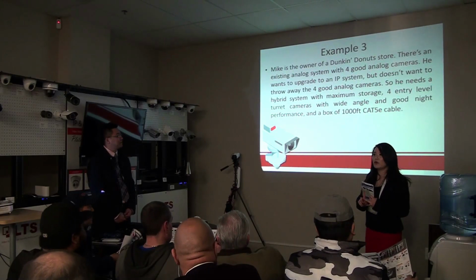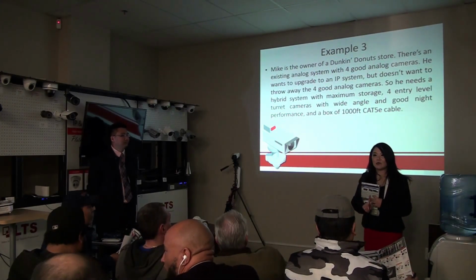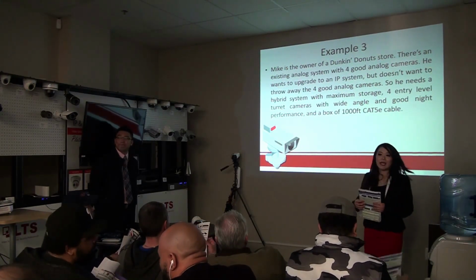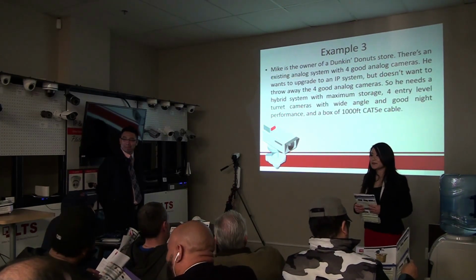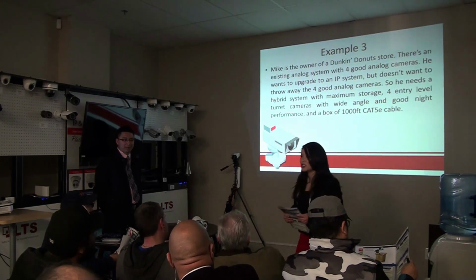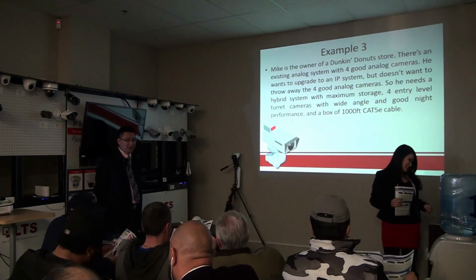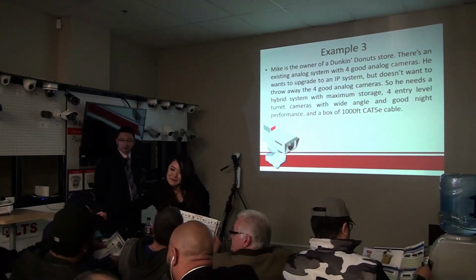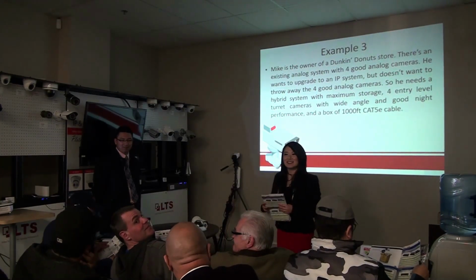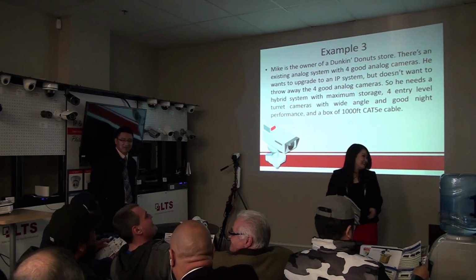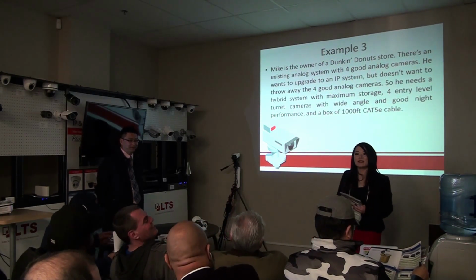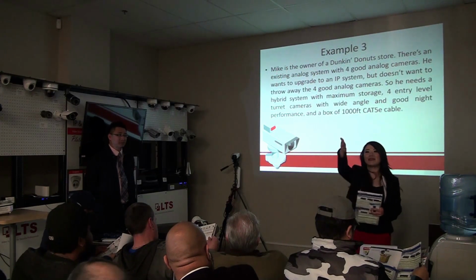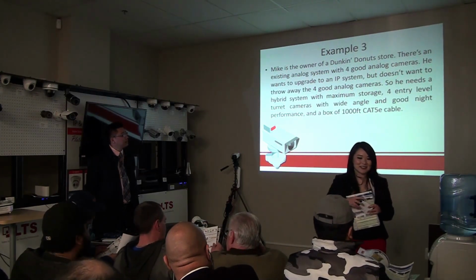Besides the NVR, 4 good analog cameras, 4 good IP cameras, which is the CMIP 3012-28. That's the tour with wide angle and good night performance. What else? Cat 5 cable, which is on page 30. What else? Still one part missing. 4-port switch. Yeah, 4-port PoE switch. Thank you, sir.